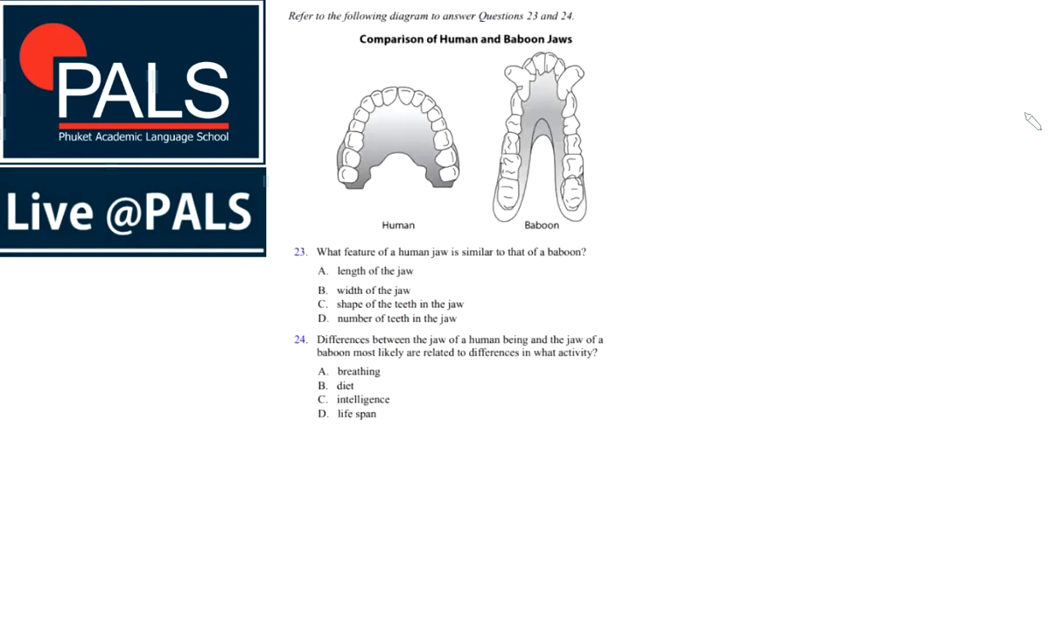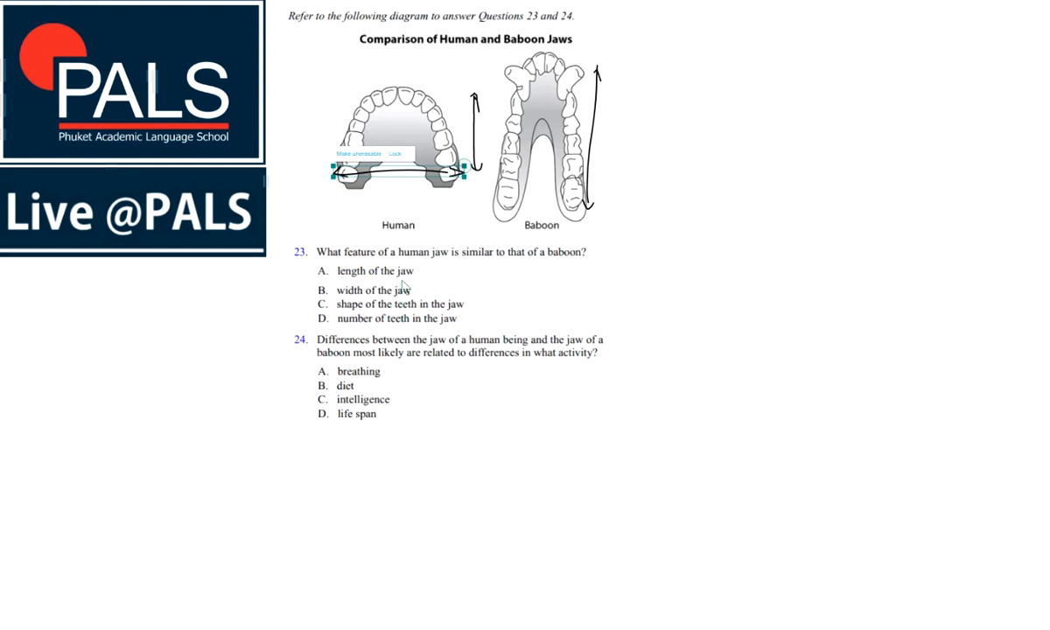Okay, let's have a look at 2 more questions. Refer to the following diagram. So we see human jaw and the jaw of a baboon with its teeth. What feature of a human jaw is similar to that of a baboon? The length of the jaw? Definitely not. The baboon jaw is much longer than the human jaw. The width of the jaw, I think the human jaw, as it looks like, is going to be wider than the baboon jaw. Yes, definitely wider. If we compare this.